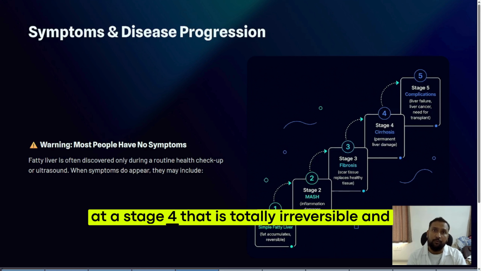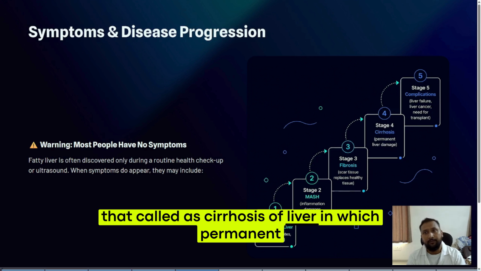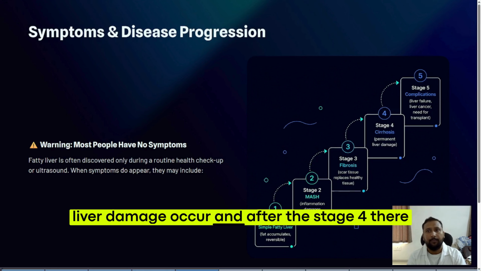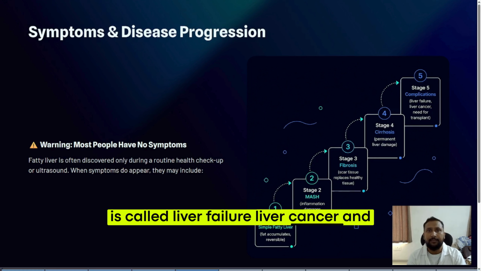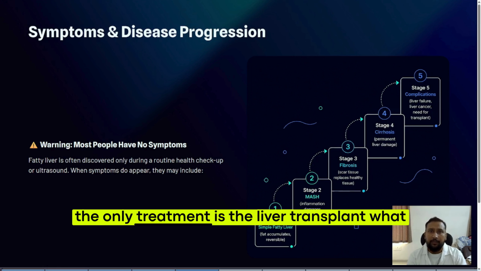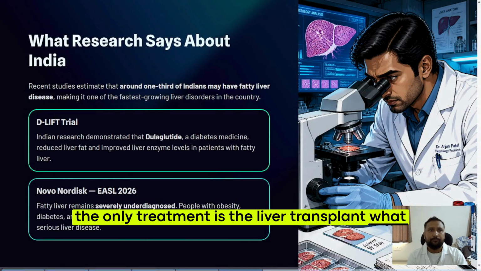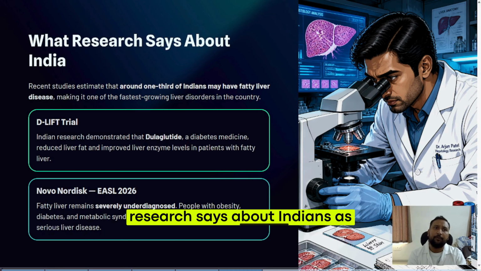But stage 4 is not reversible, and that is called cirrhosis of the liver, in which permanent liver damage occurs. And after stage 4, there is advanced liver disease, that is liver failure and liver cancer. And the only treatment is liver transplant. What does research say about Indians?